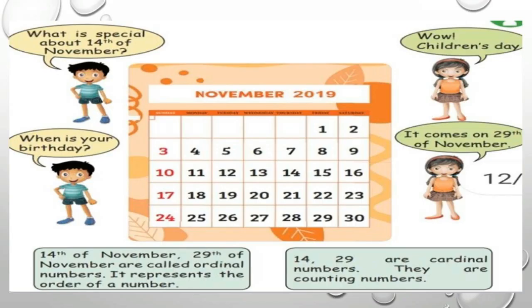So here you can see the calendar. See here, it's a conversation between a boy and a girl. The boy asked the girl, what's so special about the 14th of November? Do you remember? Yes, it's Children's Day. It was replied by that girl. Again the boy asked, when is your birthday? The girl replied, it comes on 29th of November. Here 14th of November and 29th of November are called ordinal numbers. It represents the order of a number. And 14, 29 are cardinal numbers. They are counting numbers.